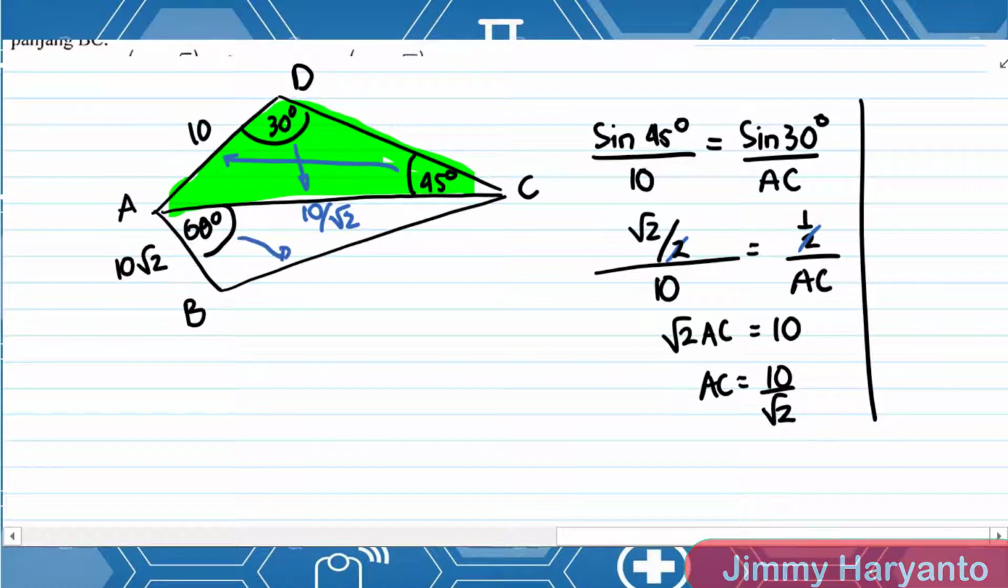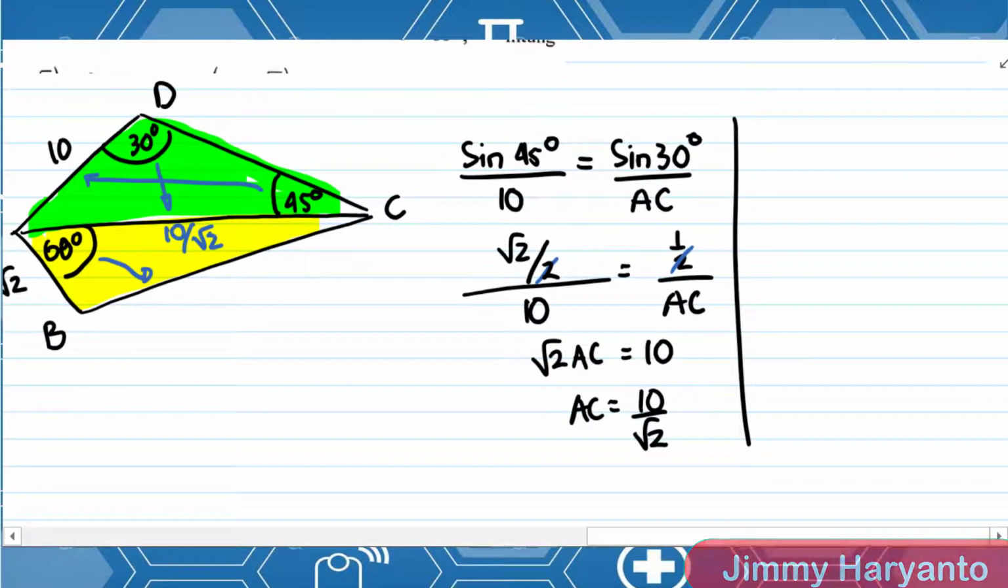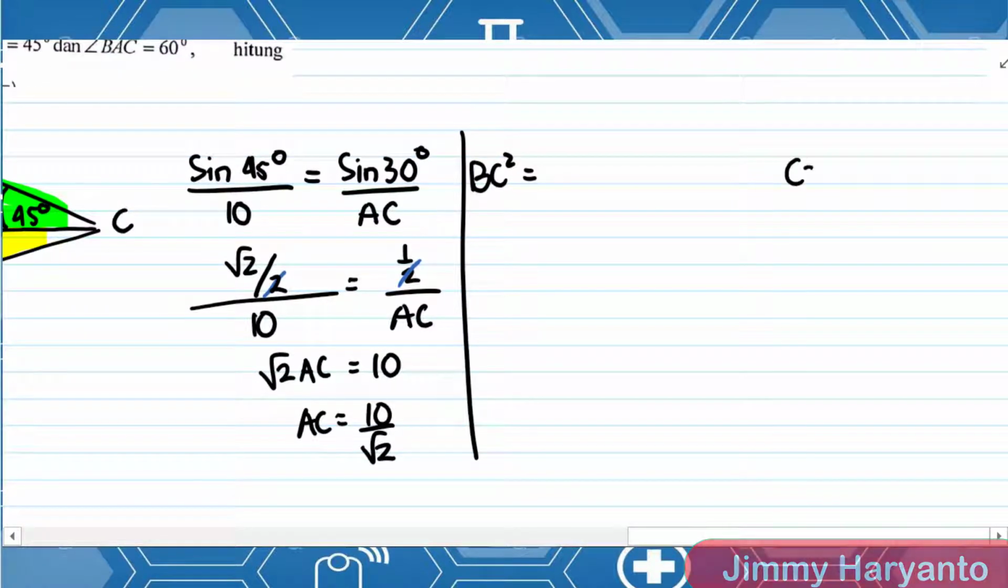To find BC, now we have to use the bottom triangle. This one. Since the angle is only 1, I will use the cosine rule. This is the angle, and the opposite side will be BC. Therefore, I will say BC squared equals to blah blah blah cos 60 degrees, just like that.